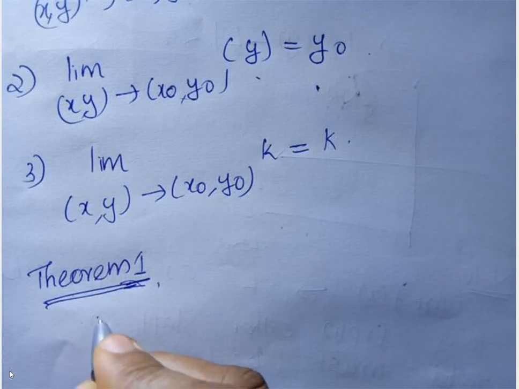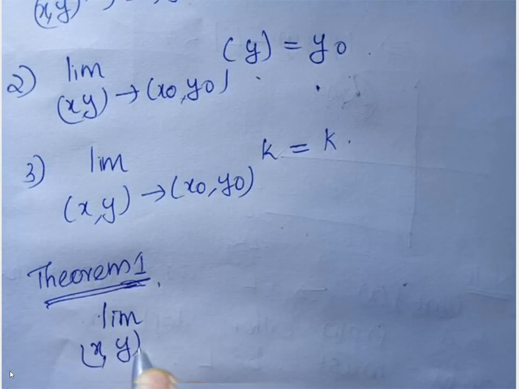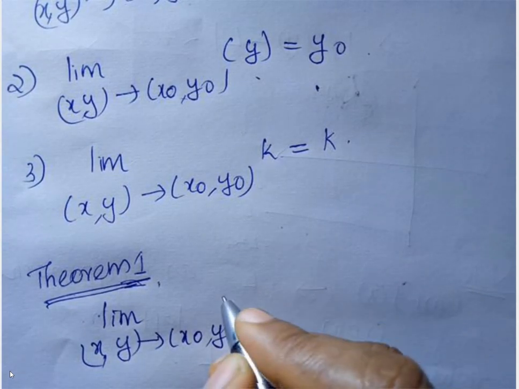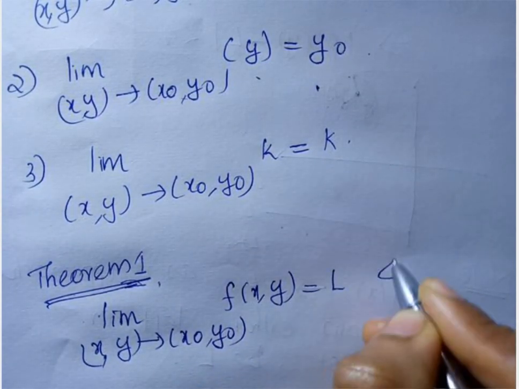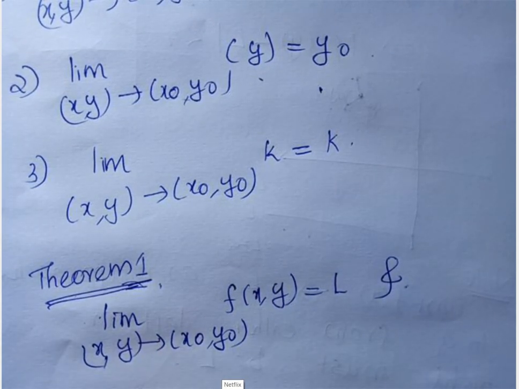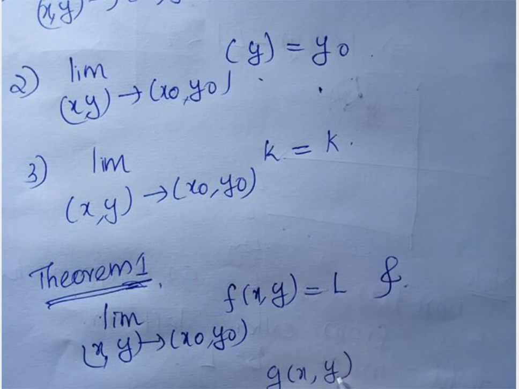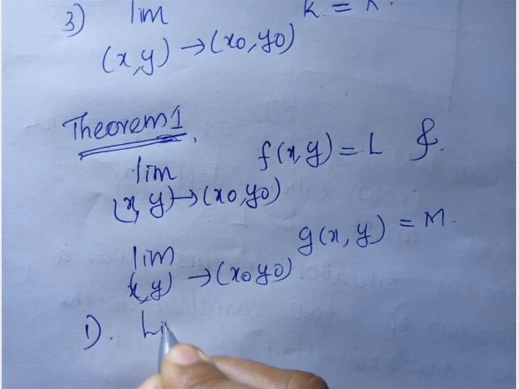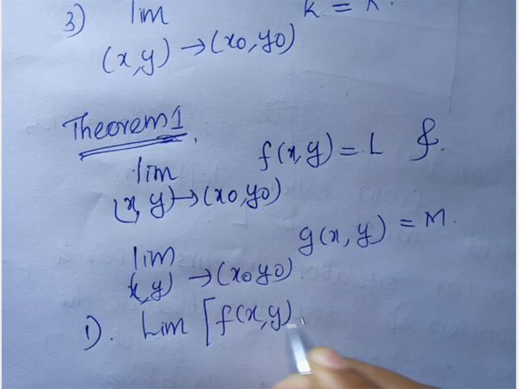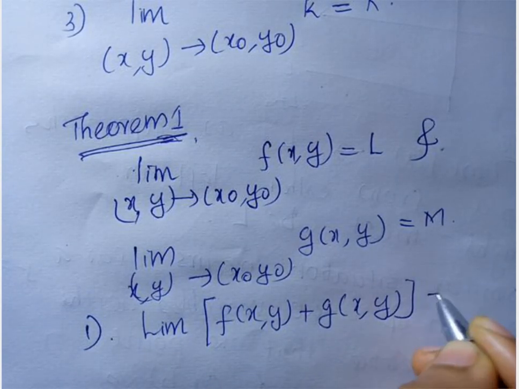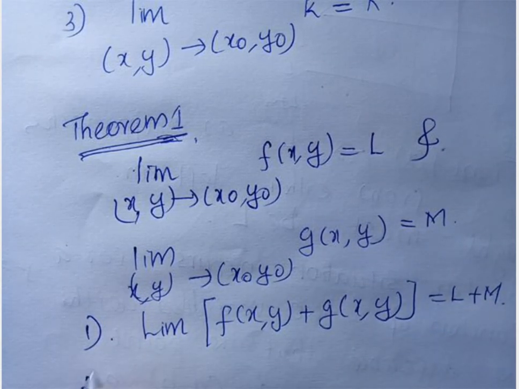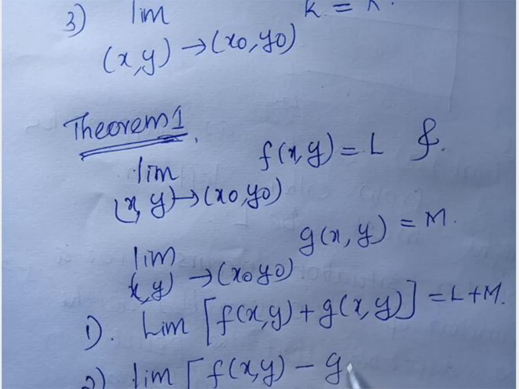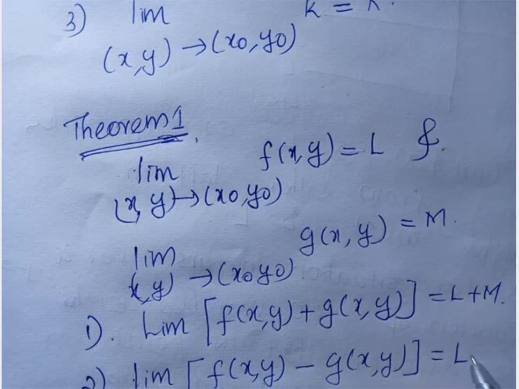Suppose that the limit as (x,y) tends to (x naught, y naught) of f of (x,y) equals L, and the limit as (x,y) approaches (x naught, y naught) of g of (x,y) equals M. Then the results are: the sum rule, limit of f of (x,y) plus g of (x,y) equals L plus M as (x,y) tends to (x naught, y naught). And the difference rule, limit of f of (x,y) minus g of (x,y) equals L minus M.